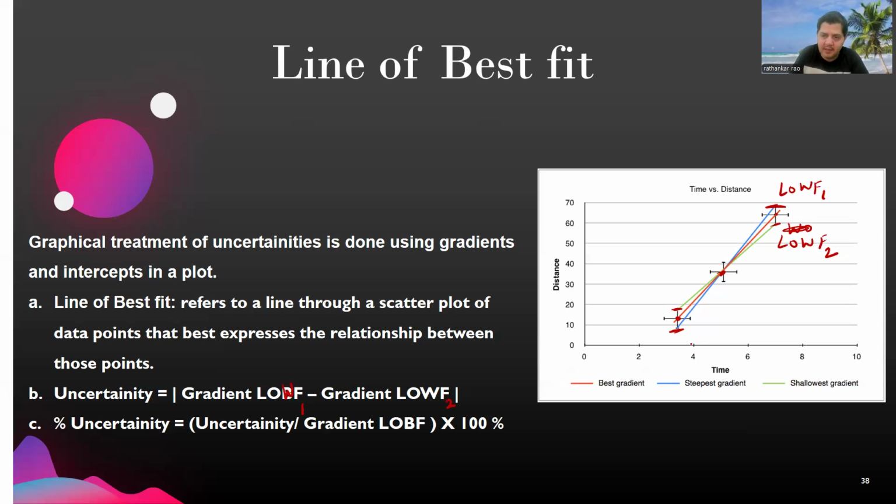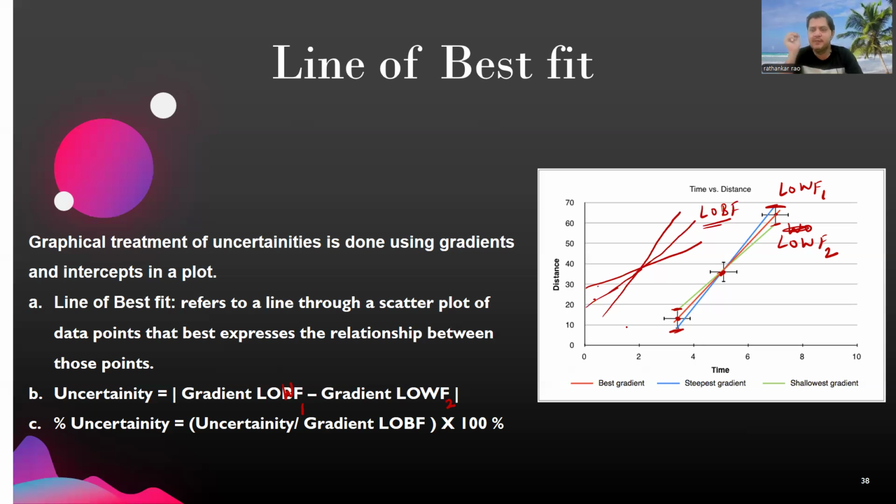Between LOWF1 and LOWF2, there's a small region. See, this goes like this, and this comes like this over here. In between them, there's a small region. Now make a line pass through the valley of this, intersecting these two lines. When it comes like this, that will be your line of best fit. If you want to find the gradient, you have to find it from here. So this is your line of best fit.